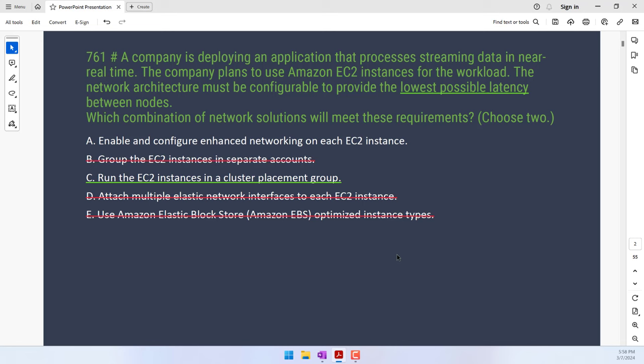Option B, again, Lambda. It doesn't support attaching EBS volumes to the function for persistent storage. Lambda is primarily for stateless, event-driven serverless computing, and attaching EBS volumes directly is not a common pattern. So let's eliminate that one as well.